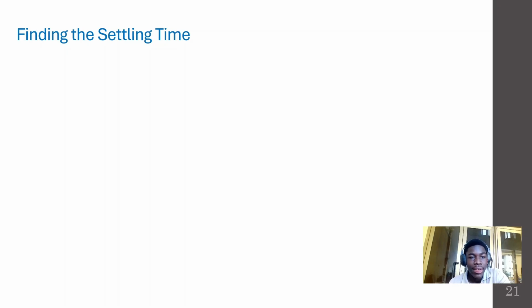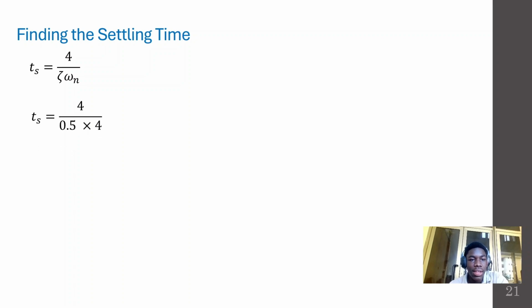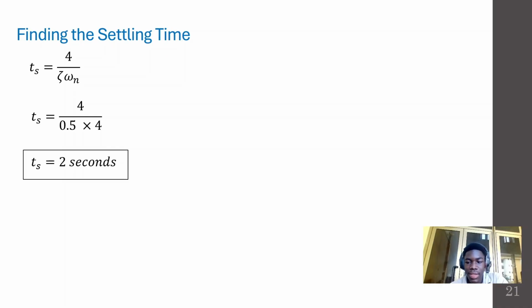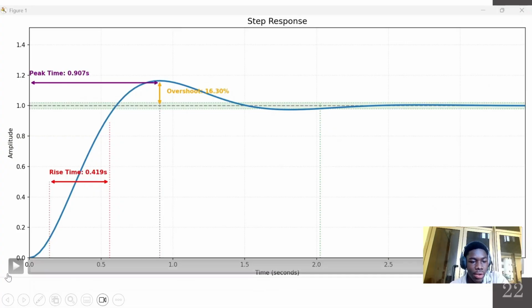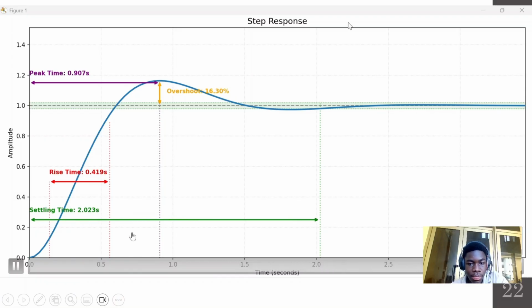In finding the settling time, T of S, the formula is equal to 4 over zeta omega n. In our calculation, we found zeta to be 0.5 and omega n to be 4. And so our final settling time T of S was equal to 2 seconds. When we did our Python simulation, we had the settling time to be 2.03 seconds as shown from this simulation. Thank you.